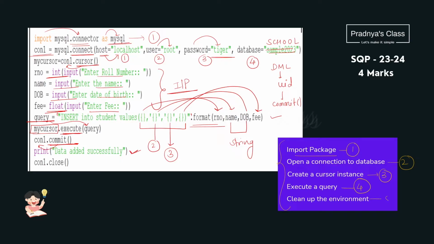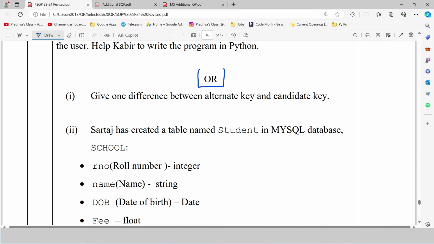Now we are at the last step, clean up the environment. For that we are using the close function which works with the connection object. In this way, our task is over. We helped Kabir to insert one record to the table through a Python program. There is a choice for the same question.